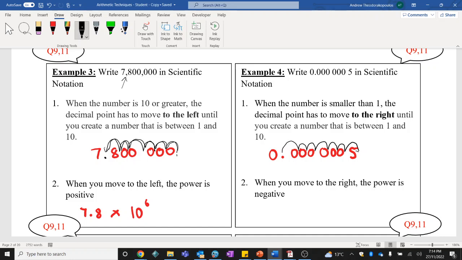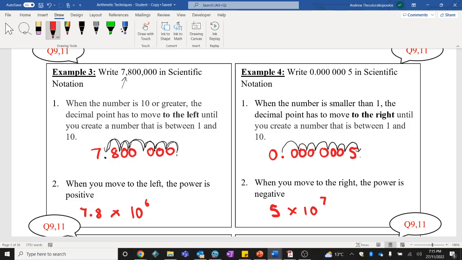So we're going to move it 1, 2, 3, 4, 5, 6, 7. We just created the number 5, okay, because 5 and a decimal point is like the same as saying 5.0, which is a number between 1 and 10. So we created the number 5, and we want to multiply that with 10. Now the power, we moved it how many times? 1, 2, 3, 4, 5, 6, 7 times.